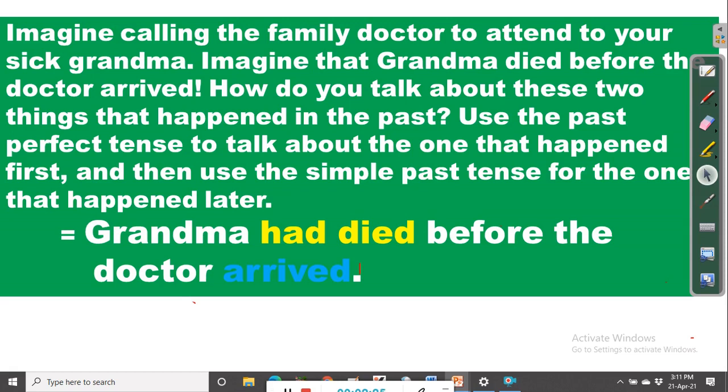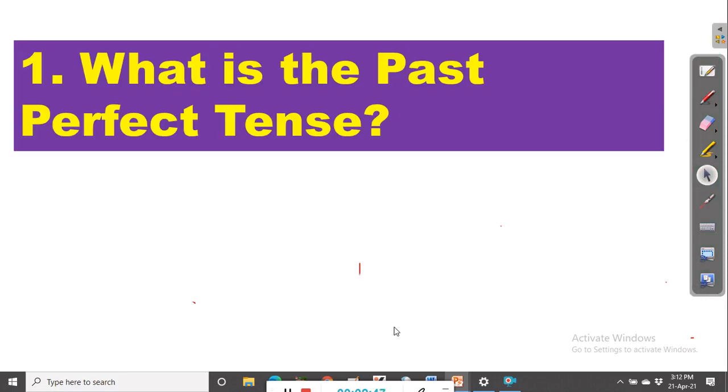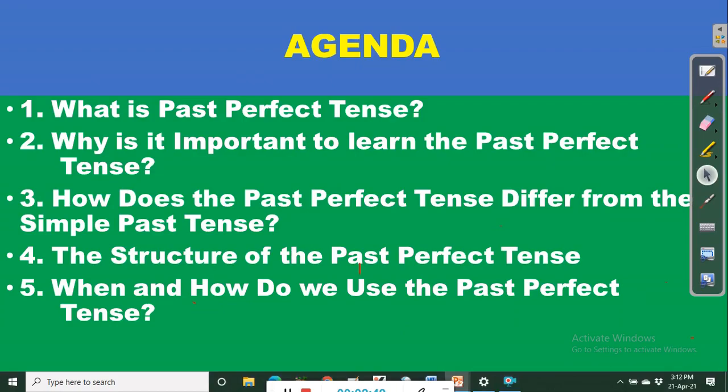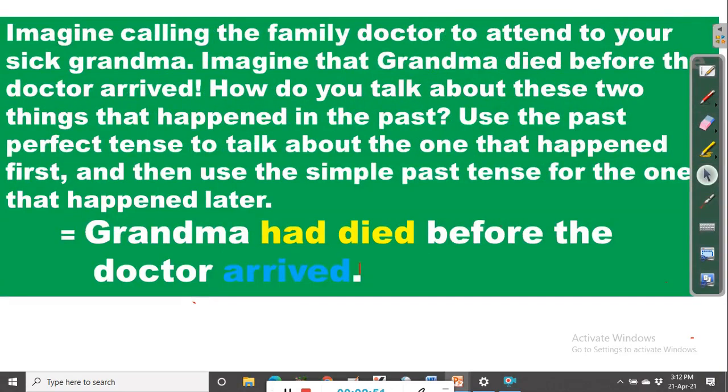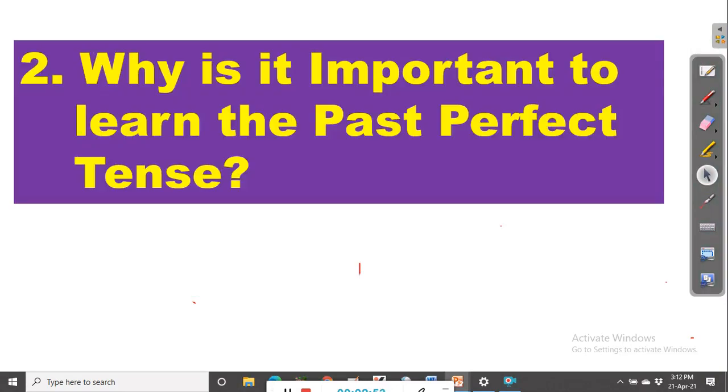For example, grandma had died before the doctor arrived, or when the doctor arrived, grandma had died. So in any case, we are using had died, which is the past perfect tense, to report the one that occurred first, which is the death of grandma. All right? All right, so now, number 2, why is it important to learn the past perfect tense?